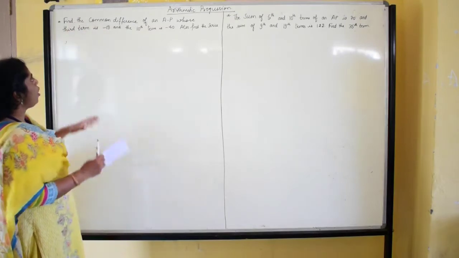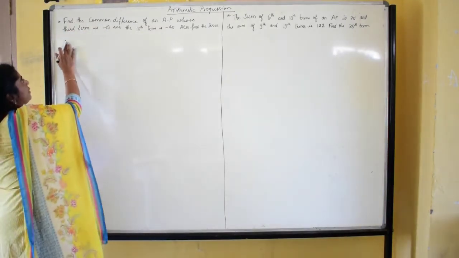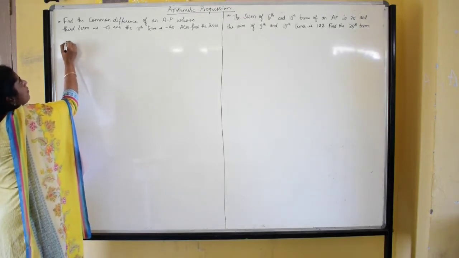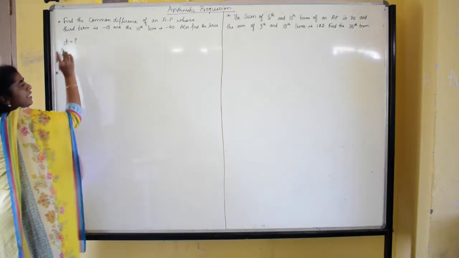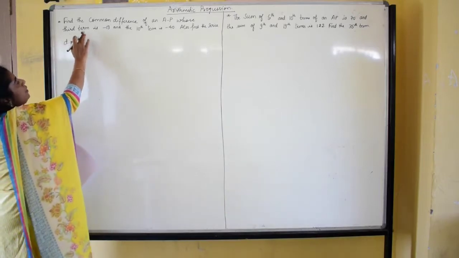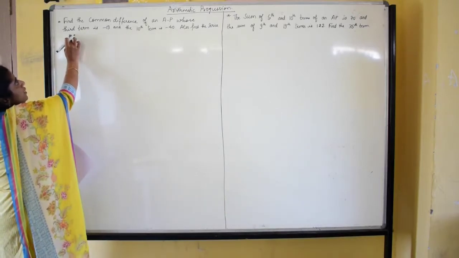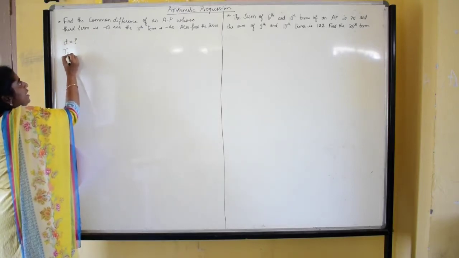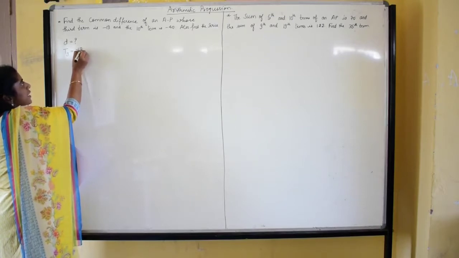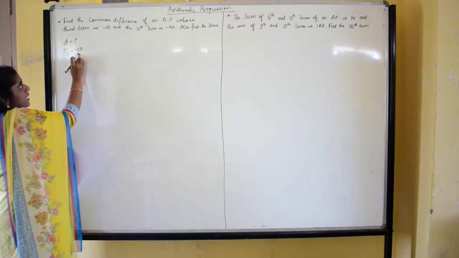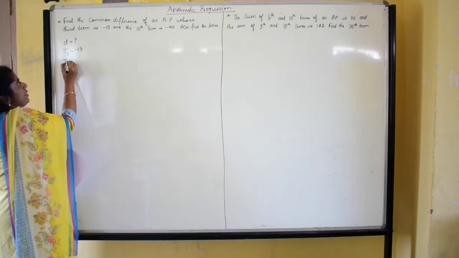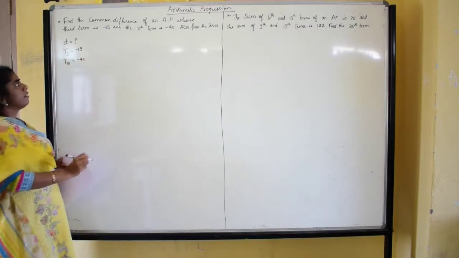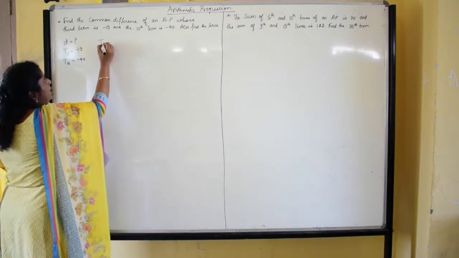So here, in the arithmetic progression, we have to find the common difference D. That means we have to find D. D is not given in the problem. It's given that the third term T3 is equal to minus 19, and the 10th term of the AP is equal to minus 40. So we know the formula.